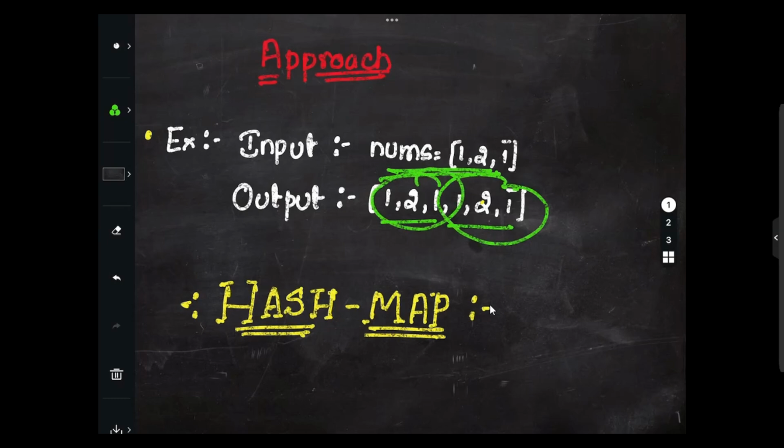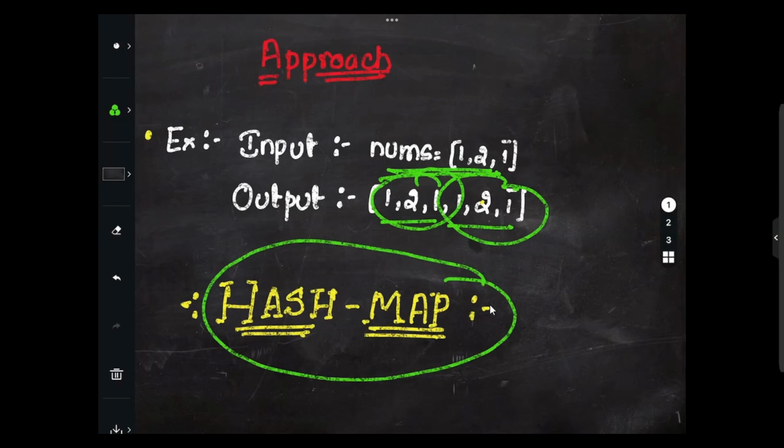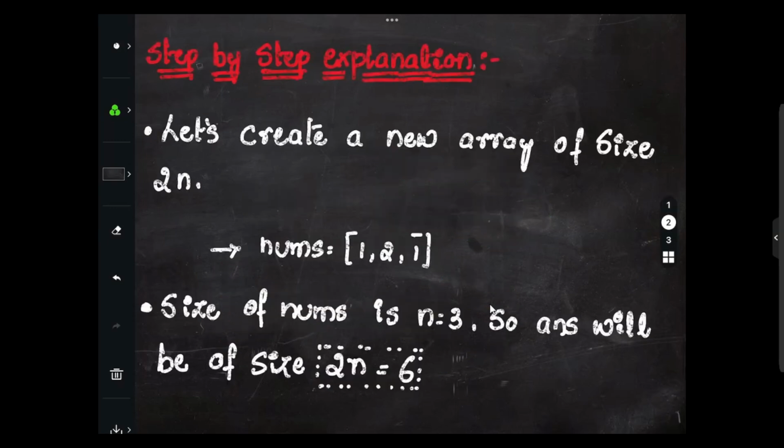So we will be making use of the hash map approach. We'll be going with the hash map. Just keep this in mind. Let's move on with the step-by-step explanation. The first thing we will do is create a new array of size 2n. They have clearly mentioned in the question that we have to go with 2n.